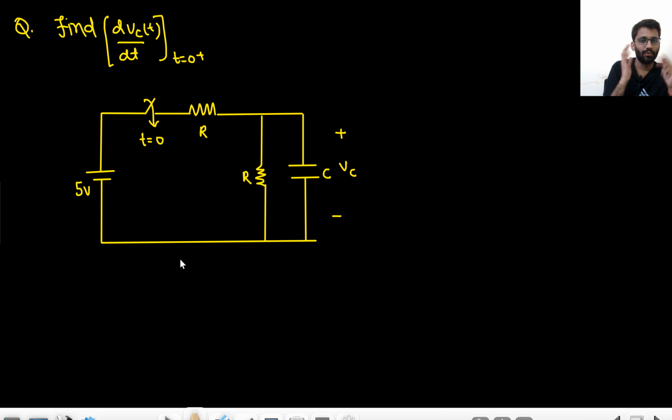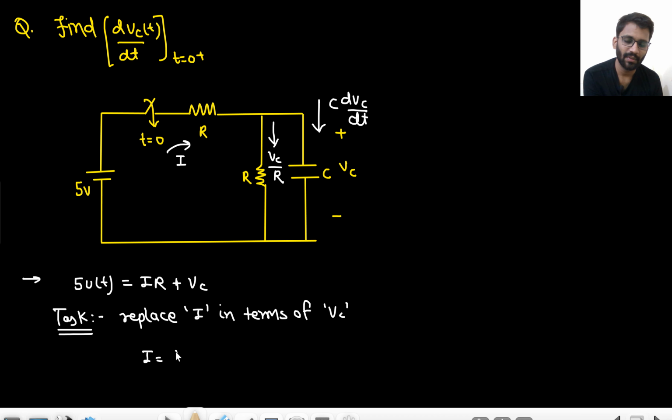So tell me, what is the current here in this circuit? The capacitor current is C dVc by dt. And what is the current here? If this is Vc, the current will be Vc by R. Well and good. So I is equal to Vc by R plus C dVc by dt. Did you get this point?